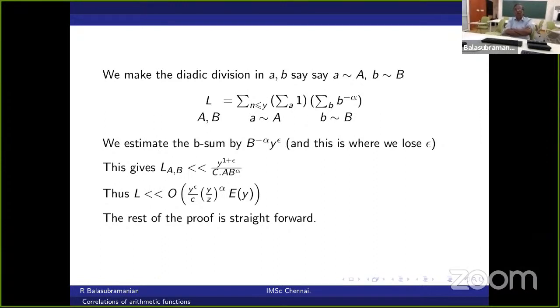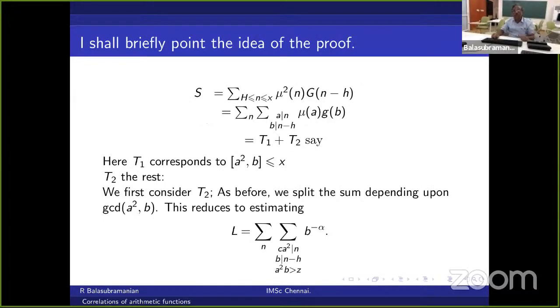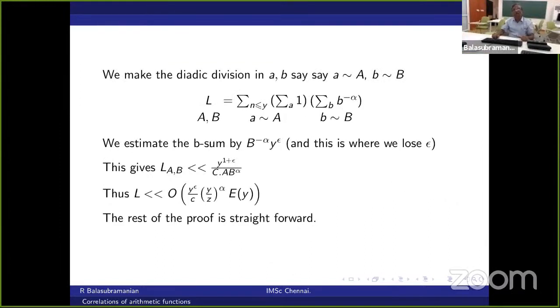Therefore, I have the summation over b power minus alpha. I take out the L infinity now. And therefore, this b power minus alpha gives you a capital V power minus alpha. And then there's this condition which says that b divides n minus h. That gives you a divisor function of n minus h, and once you have a divisor function of n minus h, that gives you an epsilon. And that is exactly where I lose the epsilon.